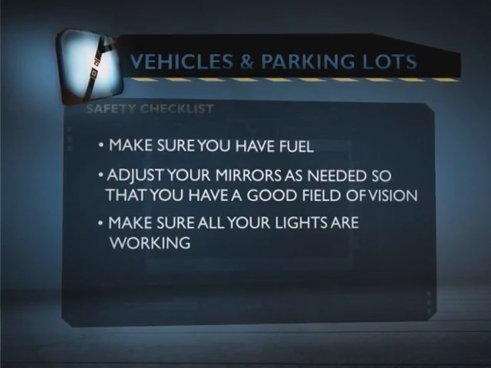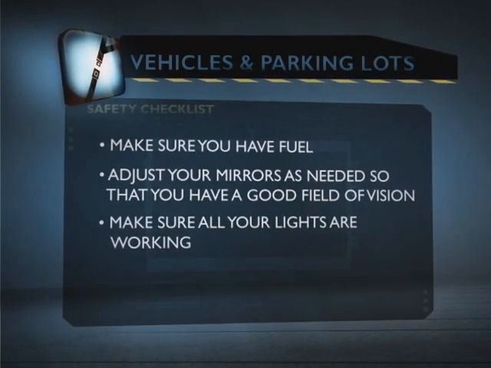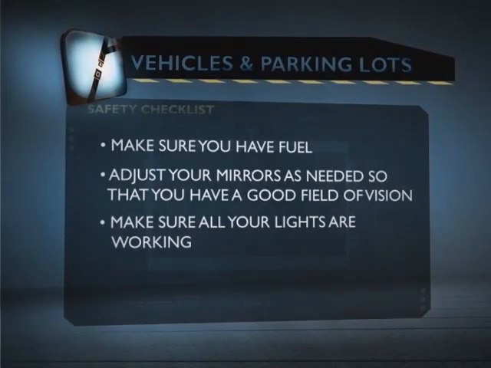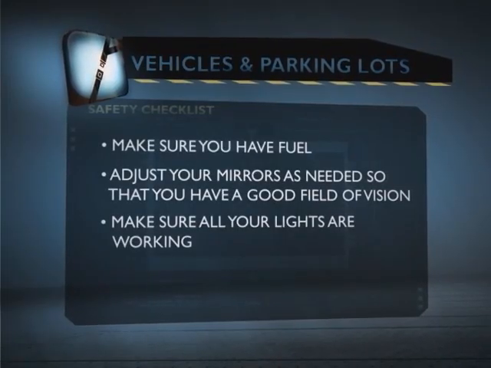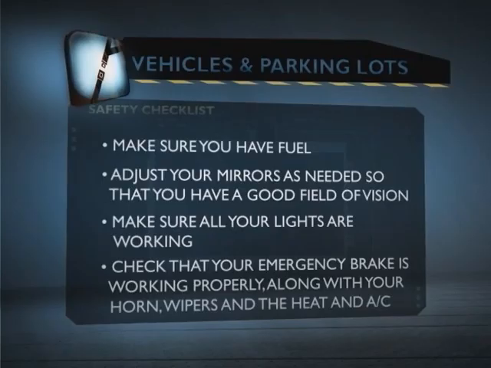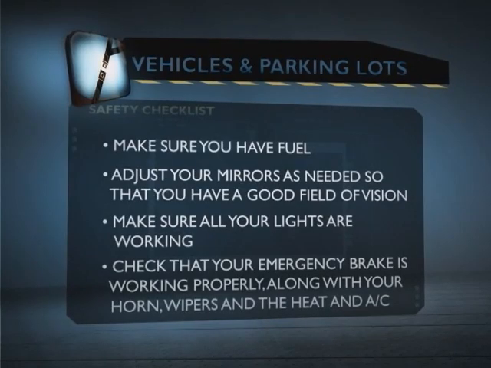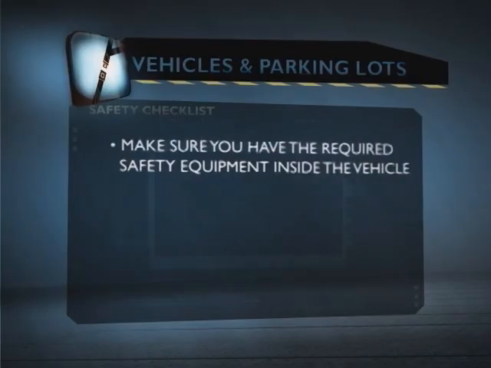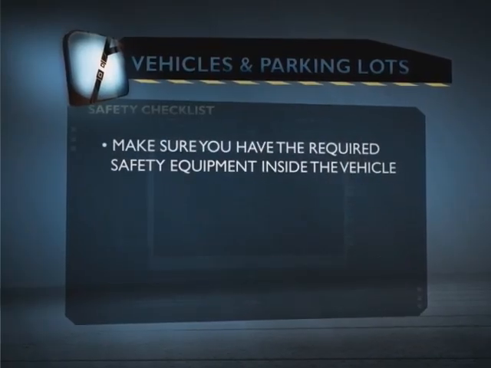Make sure all your lights are working: hazards, turn signals, headlights, brake lights, reverse lights, and rotating lights on top if you have them. Inside the vehicle, also check that your emergency brake is working properly, along with your horn, wipers, and the heat and air conditioning. Make sure you have the required safety equipment inside the vehicle.